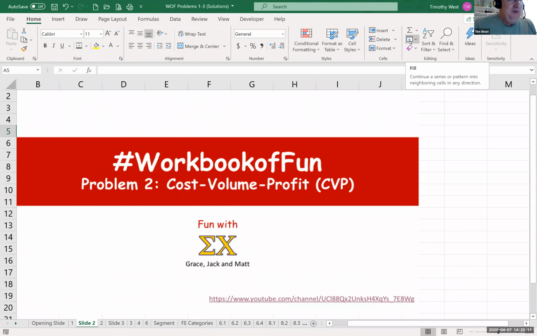This is problem 2 of the Workbook of Fun. Hopefully you had as much fun doing it as our Sigma Chi group, Grace, Jack, and Matt. I know after we talked after the first problem, they were essentially giddy over the opportunity to work on these problems.